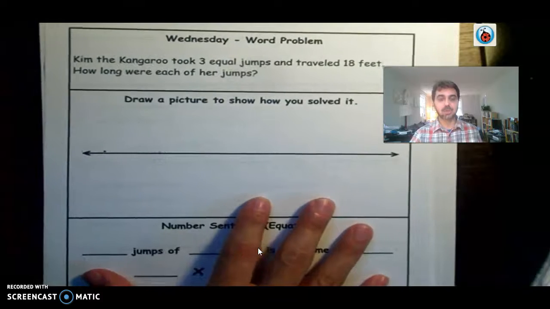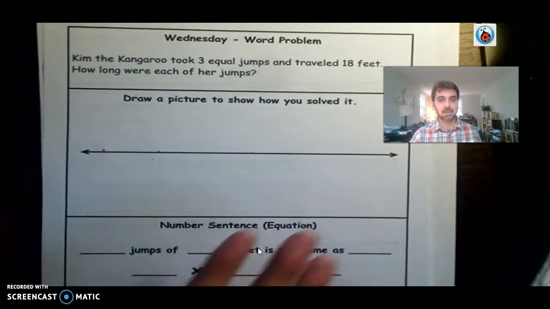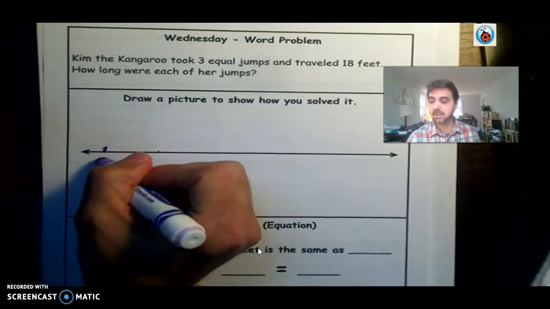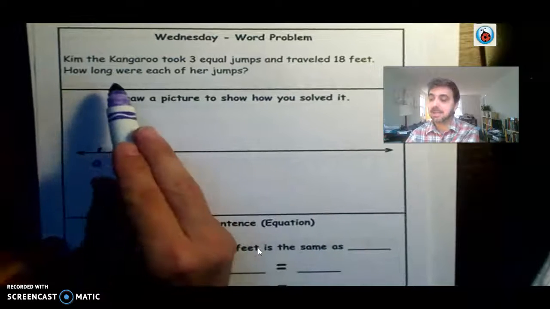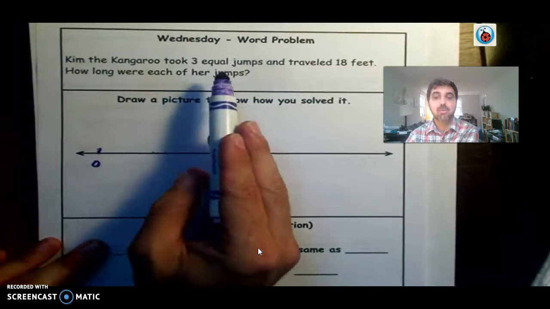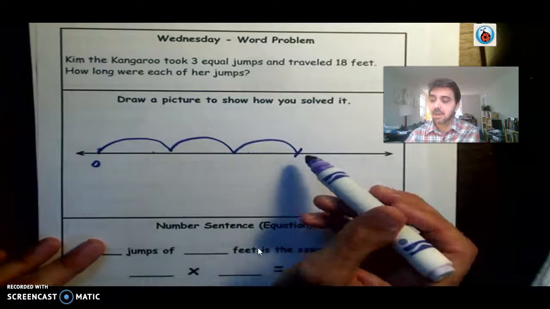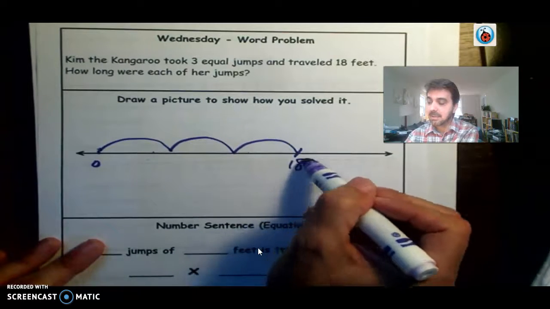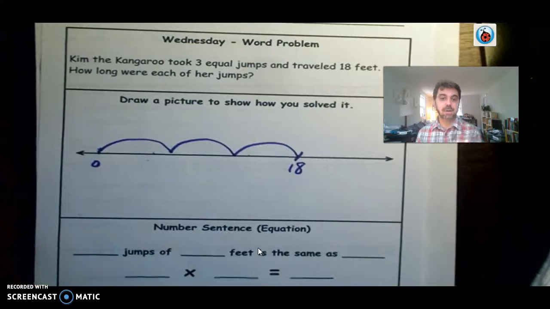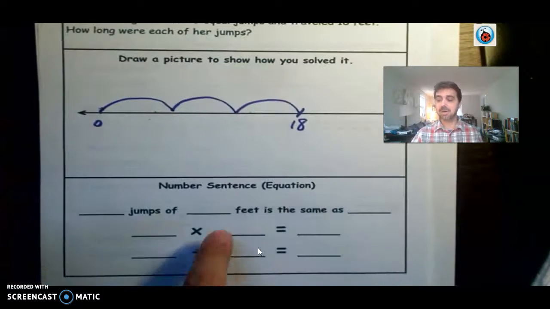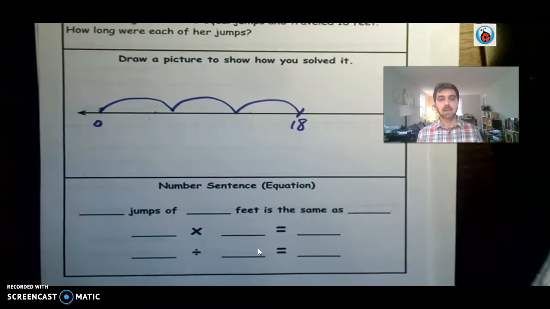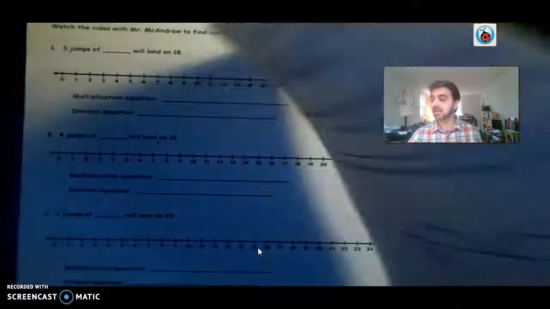You, as usual, are going to do a word problem that's very similar, okay? So if I were you, I would put my 0 here, and it looks like Kim the kangaroo took 3 equal jumps. So I would just go ahead and draw 1, 2, 3, all right, and landed at 18. So you have to figure out how big those jumps are. Okay, and then fill in the part down here just the same way that I did it. All right, so either pause the video right now and do this word problem, or finish the video with me and you could just go back and finish all of it.